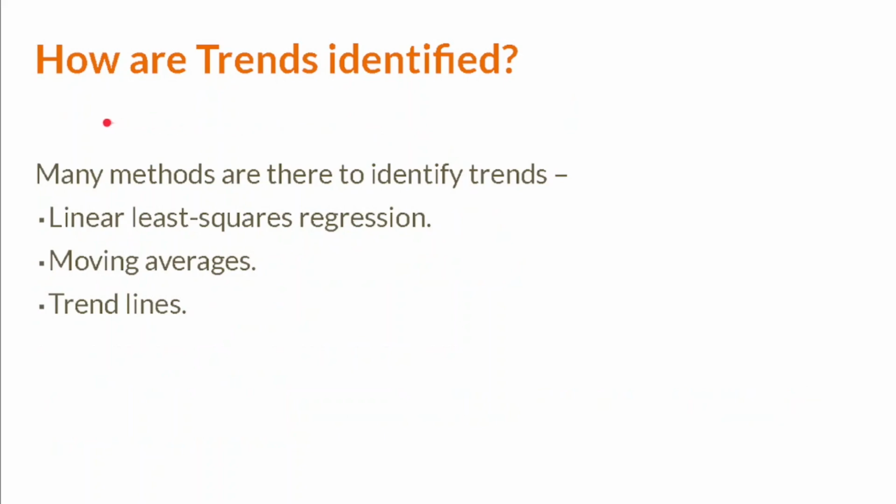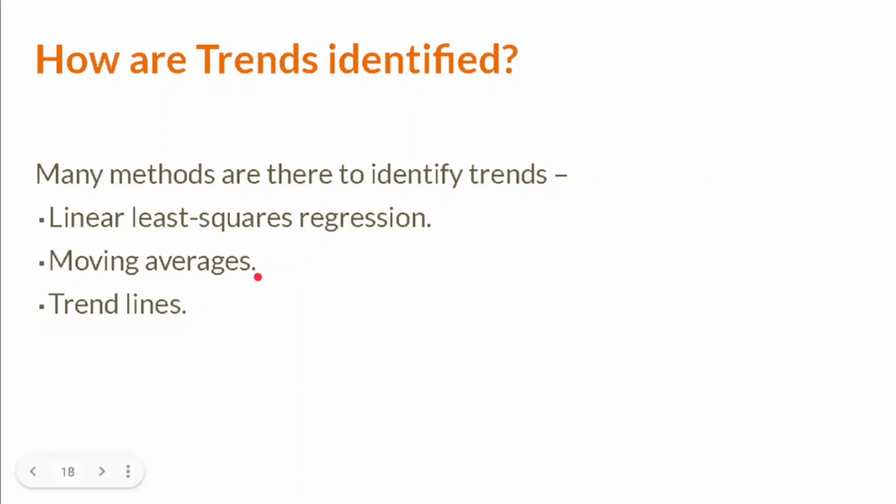Now the question is how trends are identified. We have talked about trend importance and so on. Now the question is how do we identify this trend? There are various methods to identify trends, but these three methods are most popular. The first method is linear least squares regression, which is a statistical method where we use statistics to identify the trend. This method is not used by technical analysts or chartists, so we are not going to discuss it. If you want to read more about this, you can go to the internet and read all that is there on linear least squares regression.